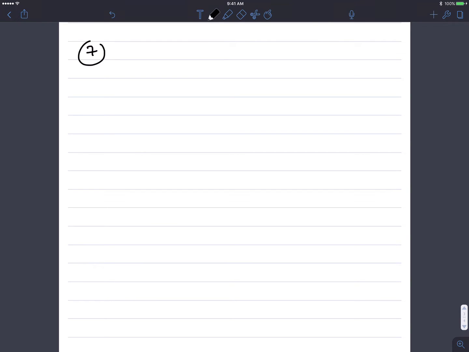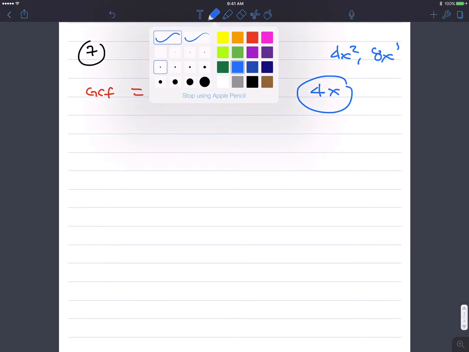All right, let's look at number 7. So we're going to go over all those questions. 4x squared plus 8x. Okay, what's your greatest common factor here? Right, 4x squared and 8x. What is it? Well, let's see. Do the numbers separate from the letters, right? 4 and 8, what's your GCF? It's 4. What about x squared and x? x. Remember, it's x to the smallest power. My GCF is 4x. So we'll write it here.